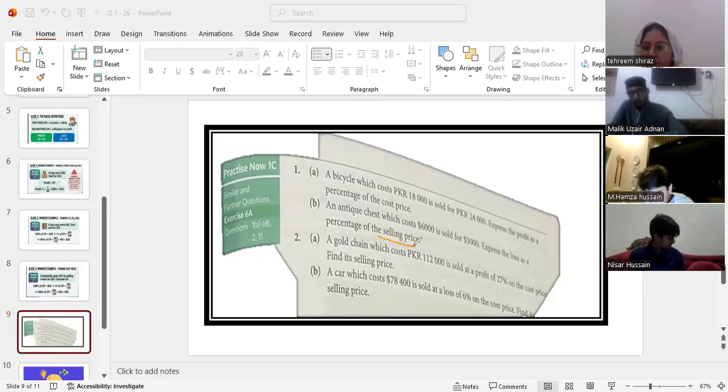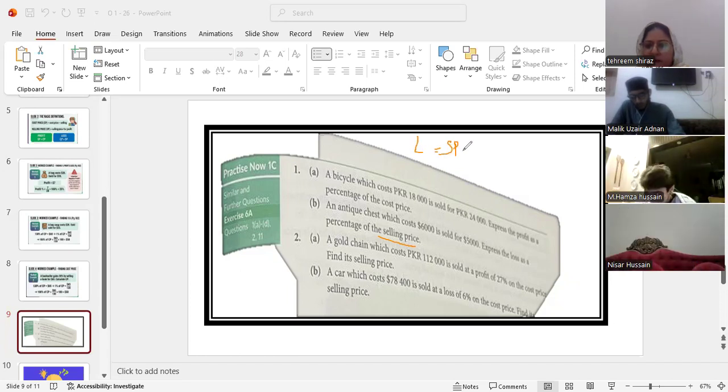We knew that if he has asked us to calculate the loss on the selling price, then we have to divide by the selling price. Loss is equal to cost price minus the sales price. The cost price is 6,000 minus the sales price, which is 5,000. The loss is rupees 1,000.